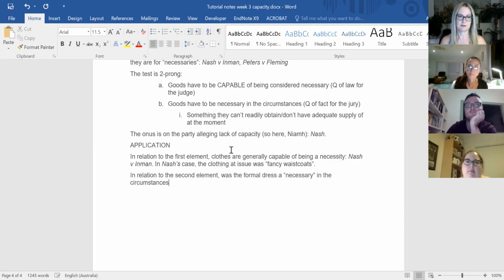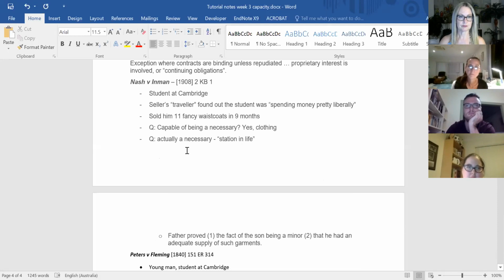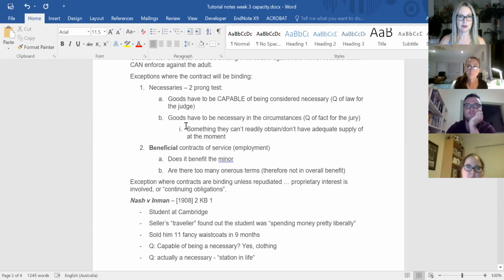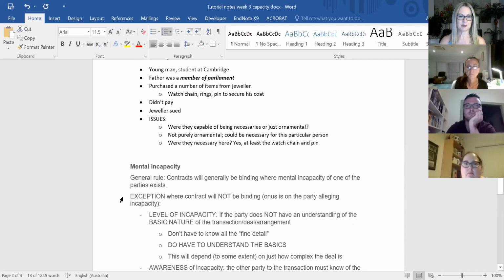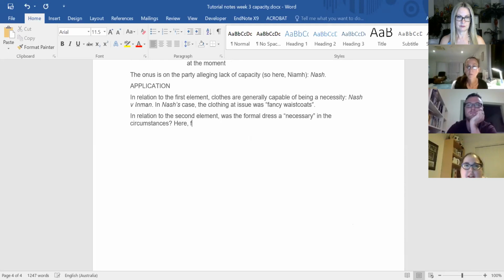So here, you might drop in what are the things that you need to look at that we said up here. We said you need to look at things like their station in life or whether they already have an adequate supply. So it could be argued that if she didn't already have a formal dress, that it was a necessity because she needed it to be able to attend the formal.